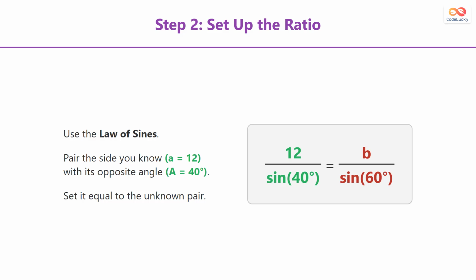Now we use the law of sines. We need to create a complete ratio. We know side A is 12 and angle A is 40 degrees. This is our known pair. To find side B, we set this ratio equal to side B over sine of 60 degrees, which is the angle opposite side B.